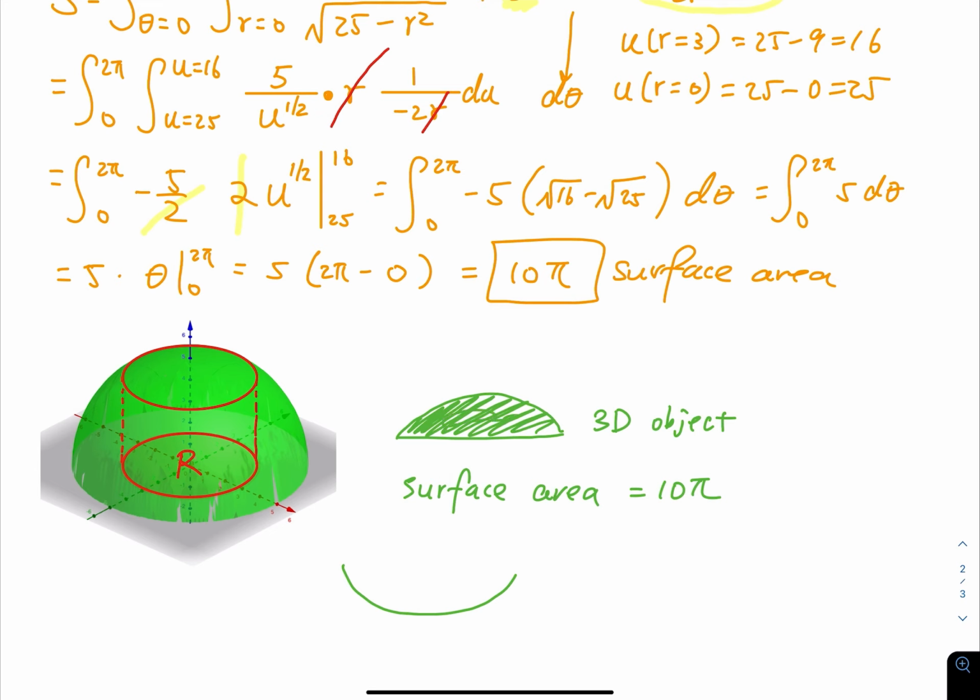Okay, so it's like that. It is not flat at all. That is the surface area that we are looking for. It must be above the region. Okay, that is the end of this problem and this video.